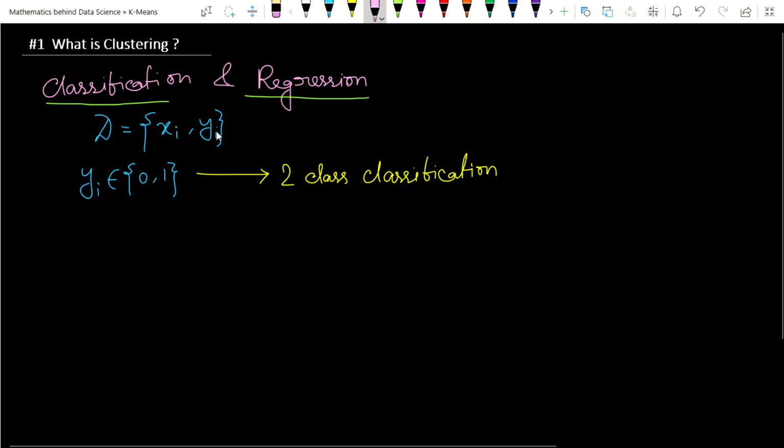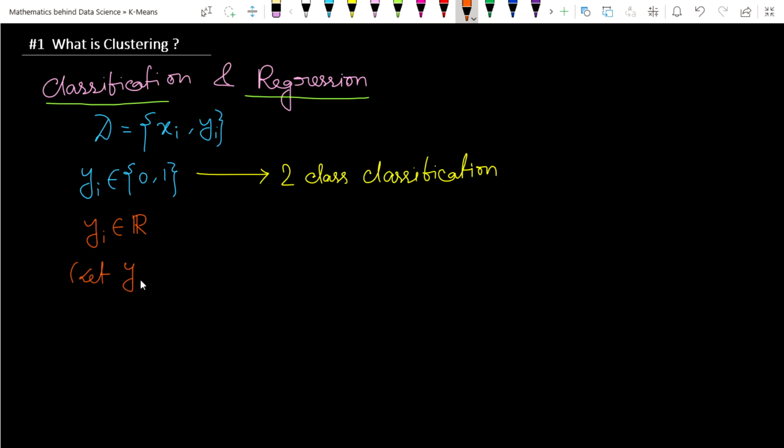If yi belongs to the real numbers, suppose the dependent variable yi lies in the range 0 to 1, so not just 0 or 1, it could be any value between 0 and 1, then we call this kind of problem a regression problem.